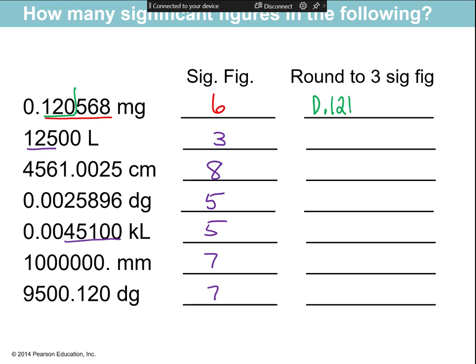And I keep the decimal. The next one, if I round this to 3 significant figures, what does this do? Stays exactly the same. Do you see that I would just keep those 2 zeros at the end? They're not significant, but they show me 12,500. If I left them off, then it would only be 125. So do you see that those 2 numbers are not similar?